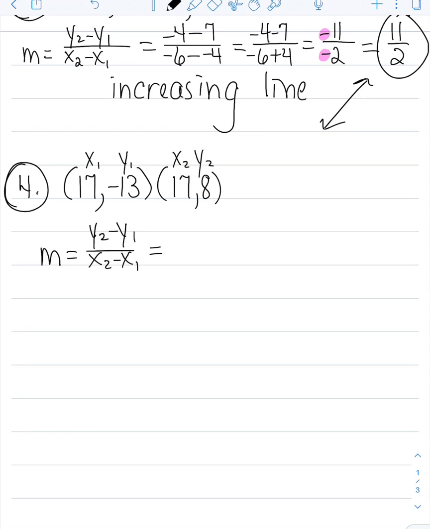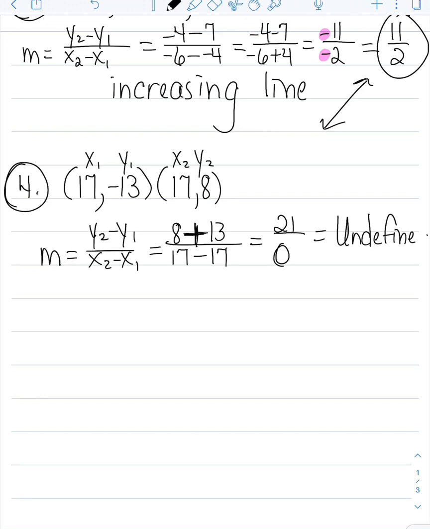Now let's plug those numbers into our formula. My second y, which is 8, minus my first y, which is -13, over second x, which is 17, minus my first x, which is 17. Remember, 2 negatives make a positive. So 8 plus 13 is 21, over 17 minus 17 is 0. If you'll remember from the last lesson, if the 0 is on the bottom, we can't divide by 0 in nature. So this slope is undefined.